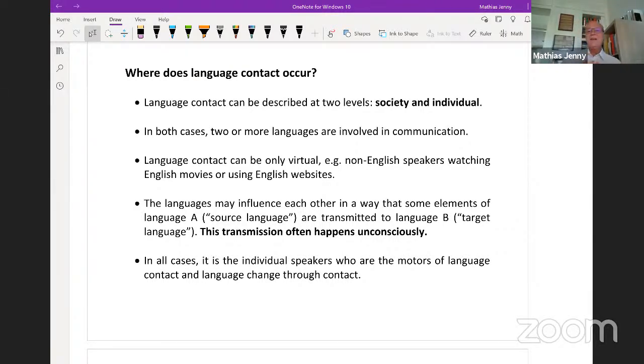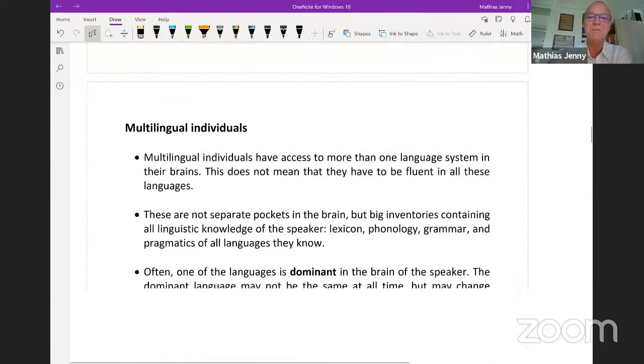In all cases, it is individual speakers who do this language change. Language contact always happens within an individual speaker. Remember, language only exists in a society by being used by speakers. Language is not an object that is there in society, but it only happens when speakers use it. And it always begins in the brain of a speaker. So it's always individual speakers who do this.